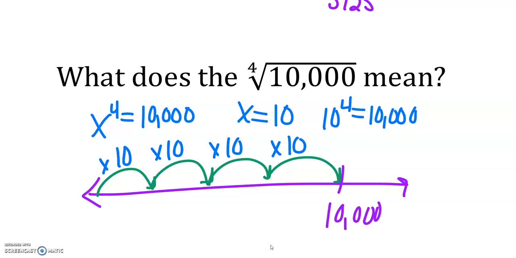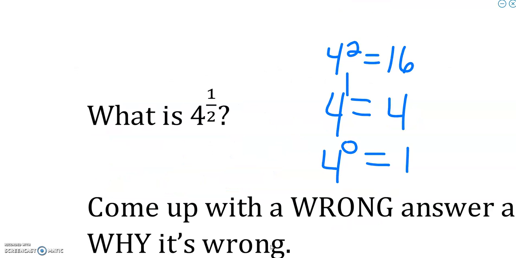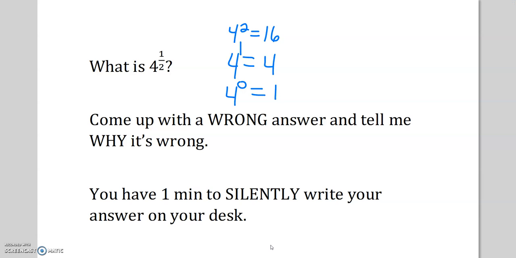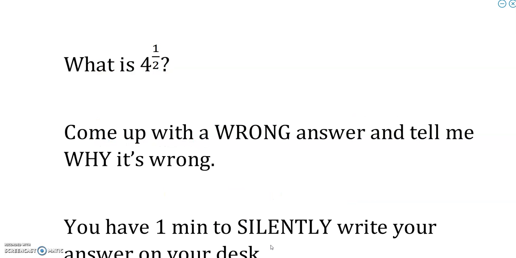You may be wondering why I'm complicating this so much and why I can't just say, what's the fourth root of 10,000? It's because we're going to learn about these things called fractional exponents. I want you to look at these and ask yourself, what does 4 to the 1/2 mean? If you've ever seen these before, you already know what it means. But in Algebra 2, in our class, we haven't actually seen this yet. So just think about what 4 to the 1/2 means. I want you to come up with an answer that you are sure is wrong, and think about why it's wrong.